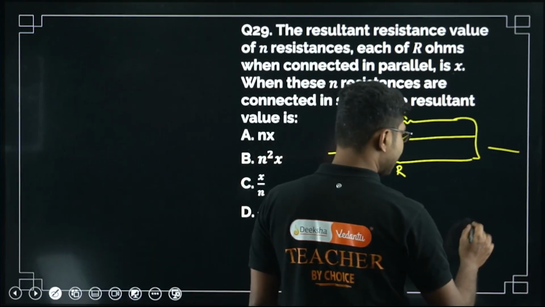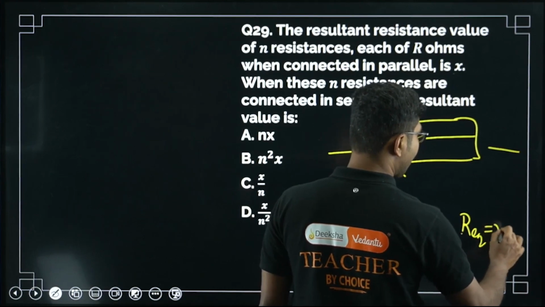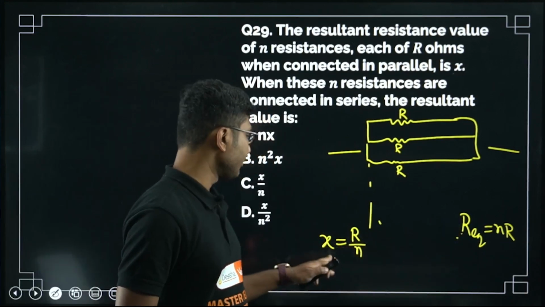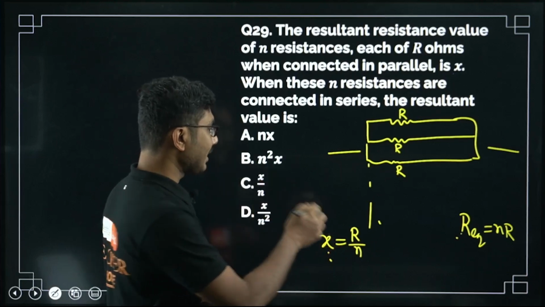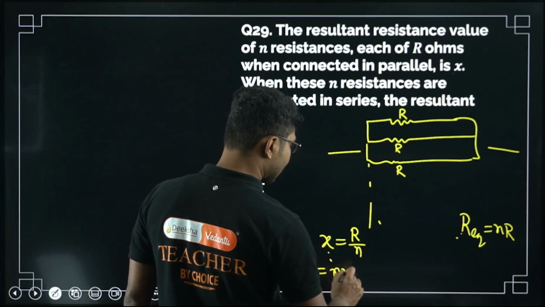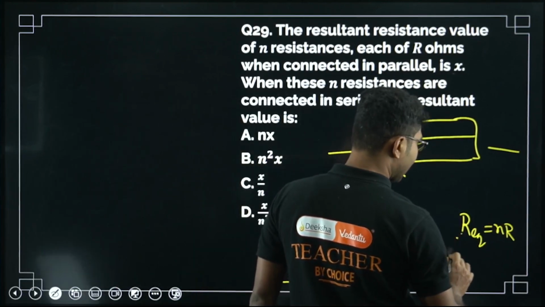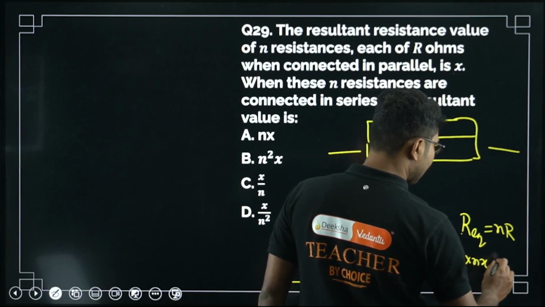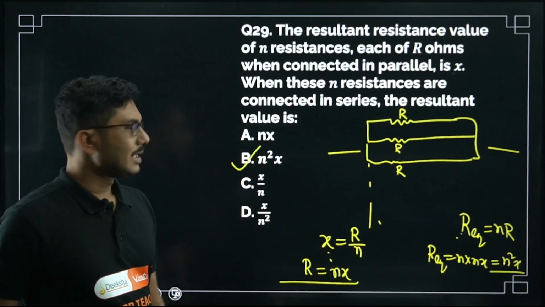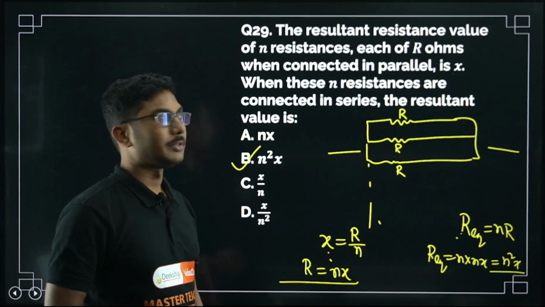When you connect all of them in series, that is easy to answer. The equivalent resistance in series, R equivalent, is equal to N times R. But we have to calculate this in terms of X. So what is the value of R? R is not given, so we calculate R equals Nx. Now put this value here. So R equivalent is N times Nx, that is N square X. So the answer is N square X. Simple question, but you have to know this knowledge. If you have this knowledge, you can solve it in less than 1 minute.